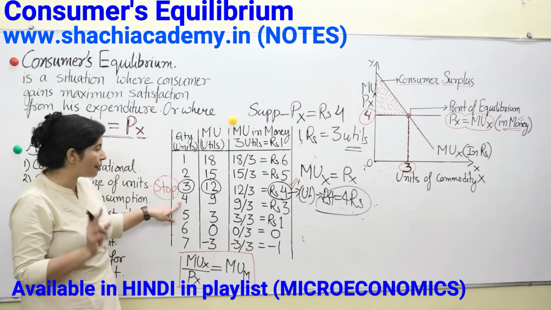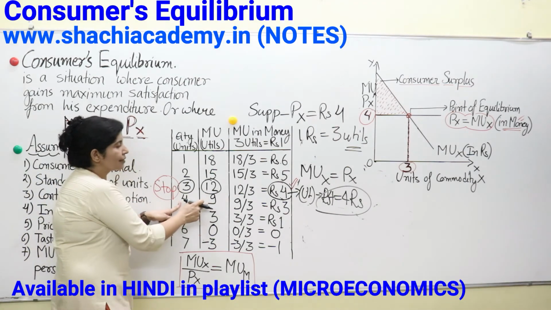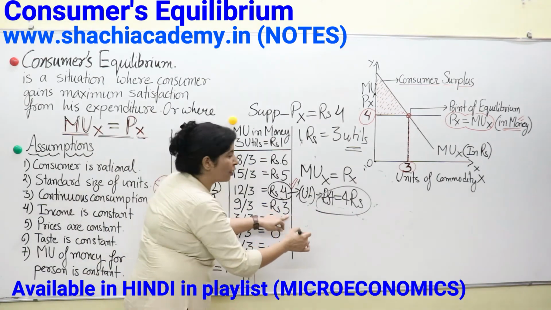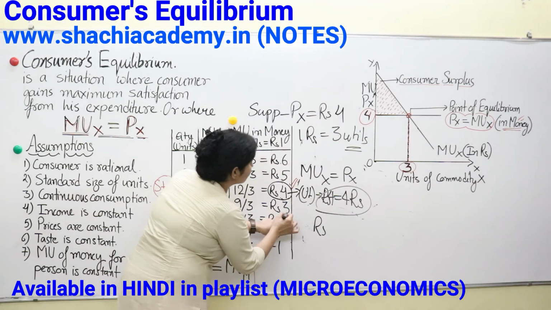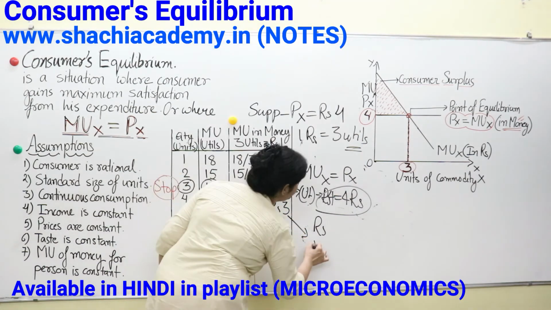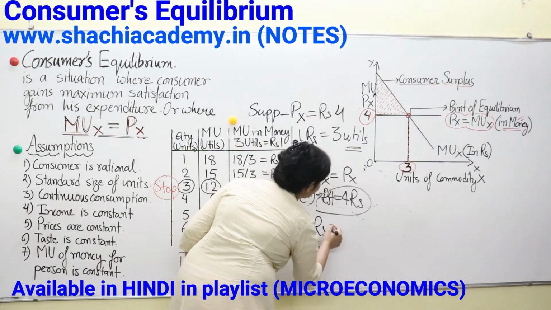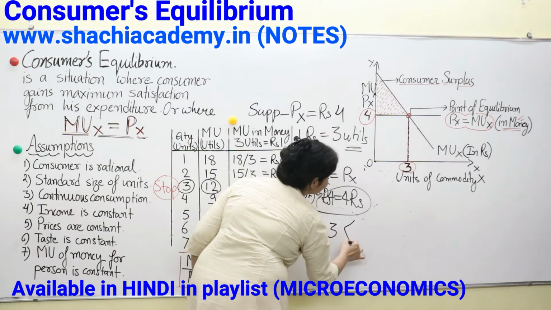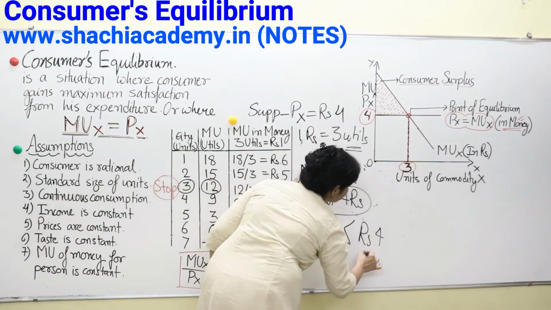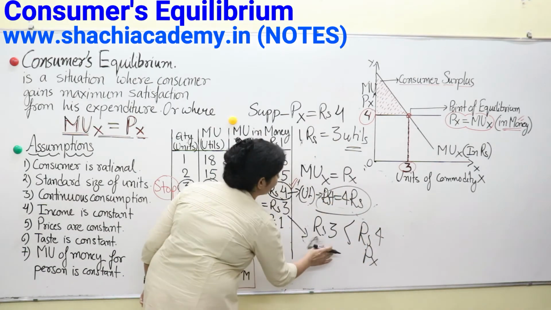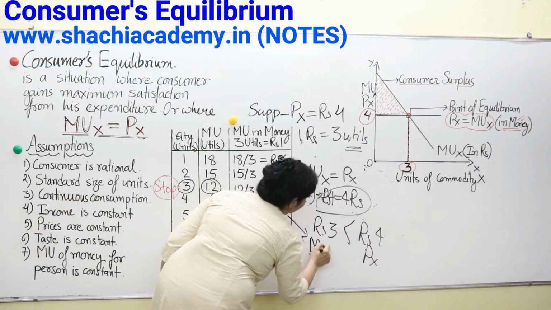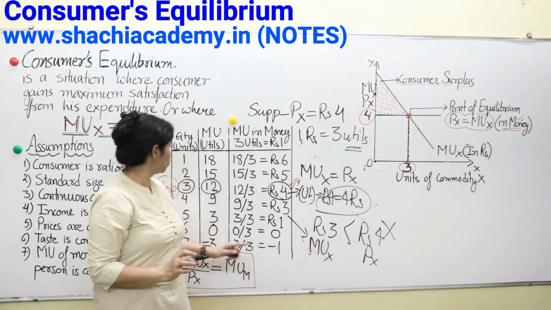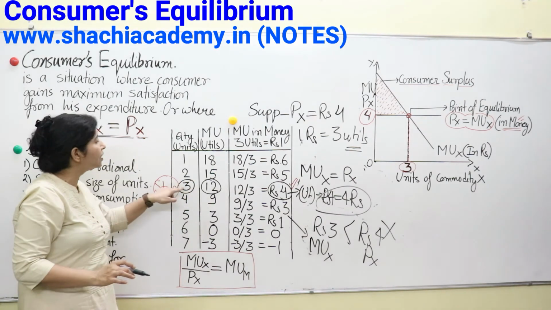Later on, he will stop buying after the third unit. Why? Because if he buys the fourth unit, he is getting lesser utility than the money which he pays. That means he will have to pay rupees 4, but his marginal utility in terms of money is rupees 3. He is getting rupees 3 only, and this is lesser than rupees 4 which he pays. That means price of X is greater than the marginal utility of that commodity. That means he will not buy this fourth unit. He will make his purchase up till the third unit only.